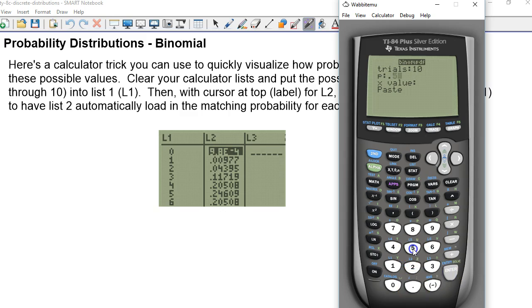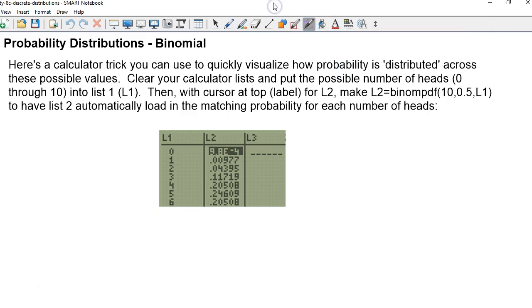The probability of heads is 50%, so we'll put 0.5. But for the x value, we're going to have the calculator get the value from list 1. So we'll put list 1. See how it says L1 in colored letters there? We're going to push second and then 1 to fill in L1. Then we'll hit paste. You could do this with commas separated if you don't have this entry screen. And then with that on the command line, we'll hit enter. The calculator will automatically compute all the binomial PDFs for 0, for 1, for 2, and fill them into list 2. So we've put the matching probabilities in list 2.